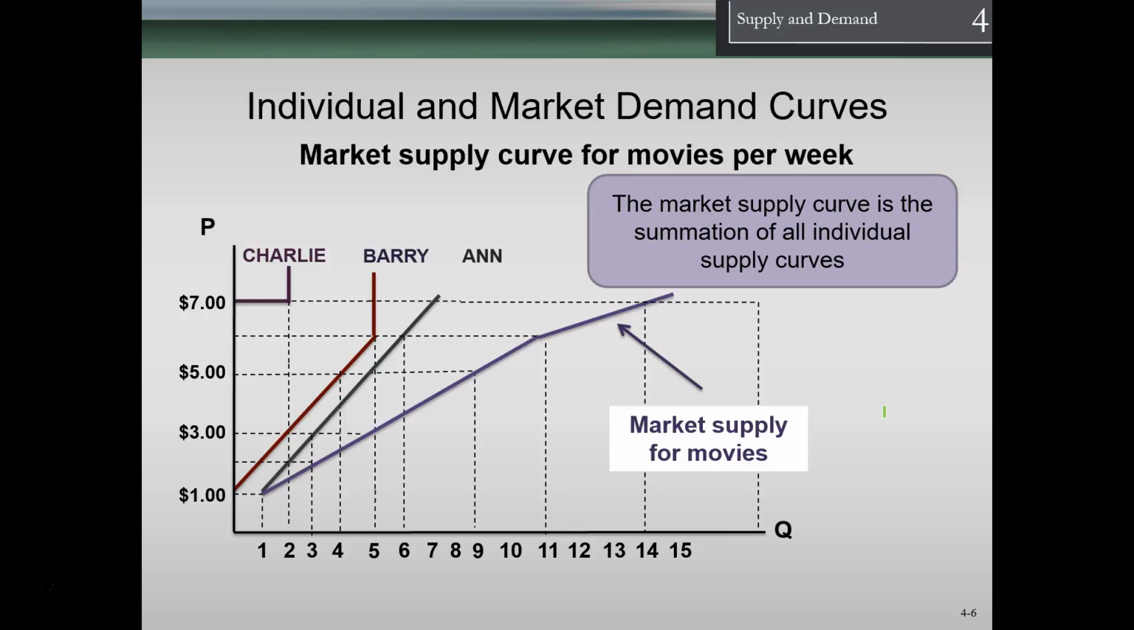If we were to add those up, then if we took a look at the price of 7, Charlie's going to produce 2, Barry's going to produce the 5 down here, and Ann's going to produce, it looks like, 7. If we add those up, the 2, the 5, and the 7 should give us the total supply that would give us the 14 in this case.